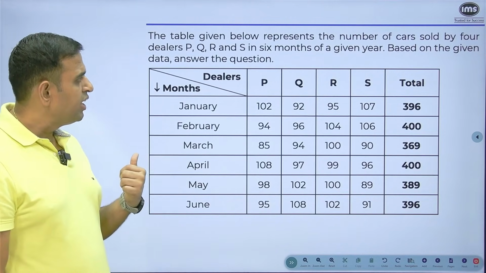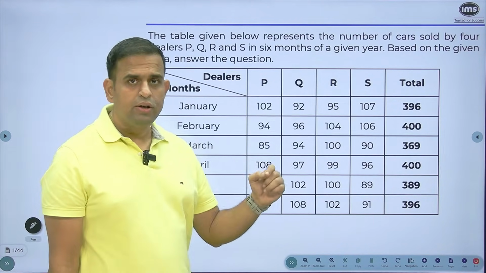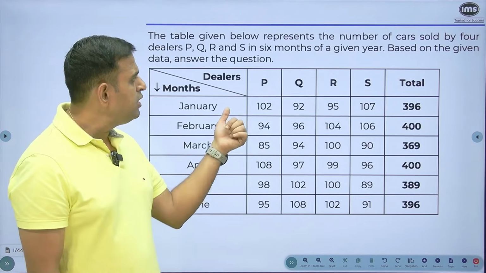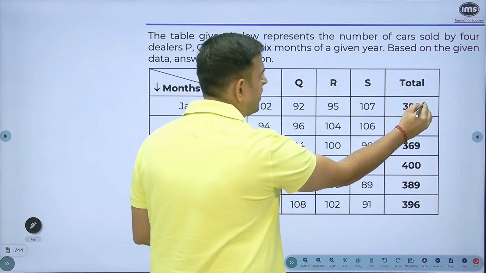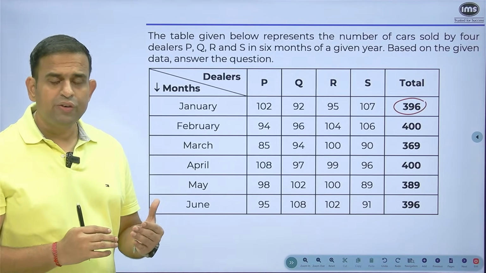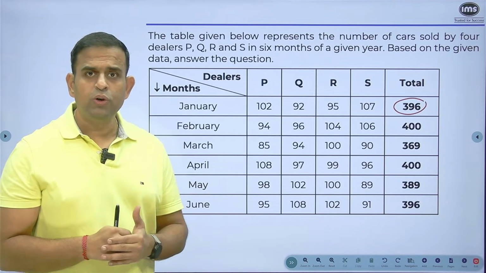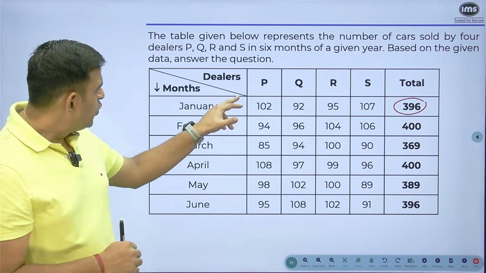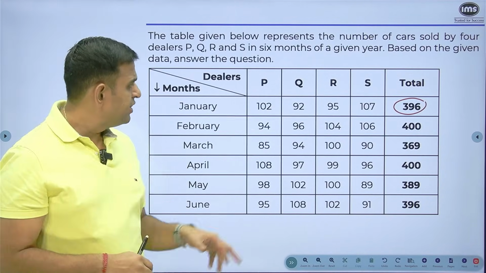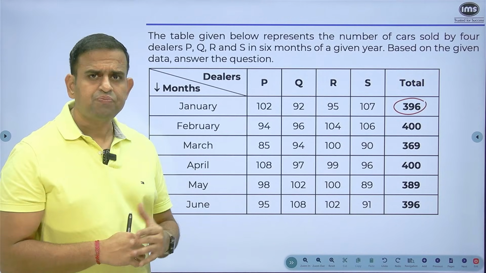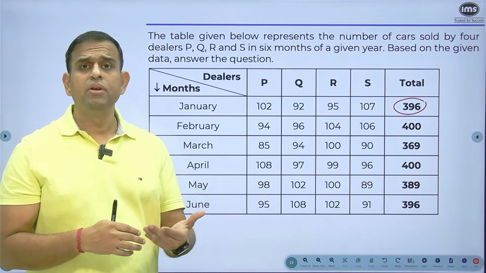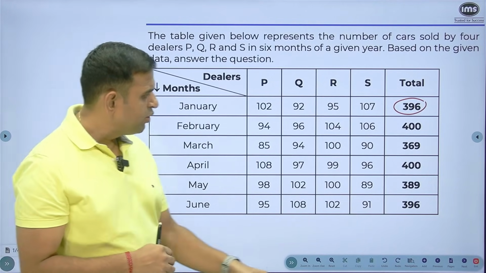They have also given a column for total, which simply means the total number of cars sold by the 4 dealers P, Q, R, S in the month of January happens to be 396. But they have not given us the number of cars sold by dealer P over the 6 months. Definitely we can find the total by adding these 6 values. Now, this is a very straightforward DI set where nothing is deductible. So let's look at the questions.